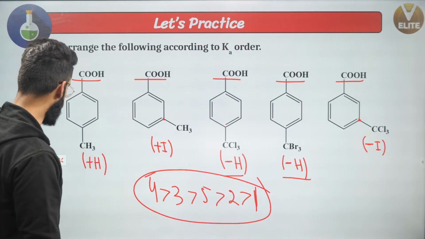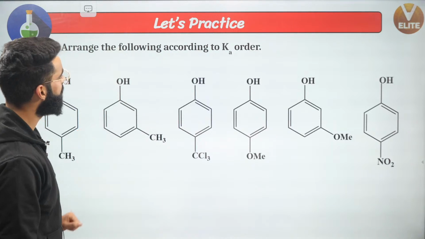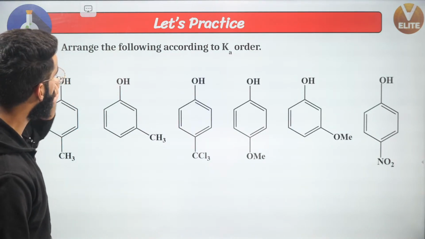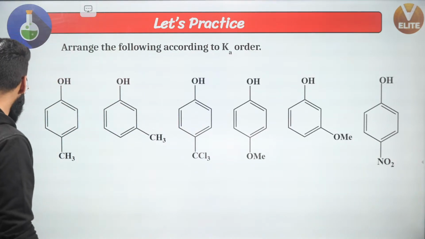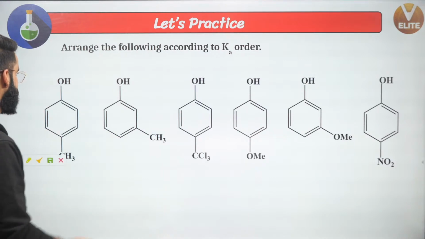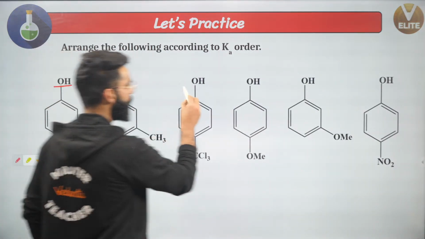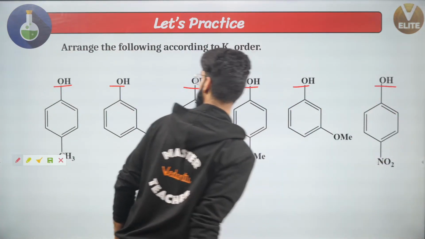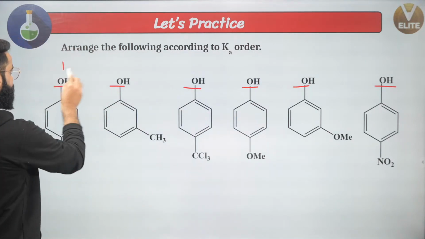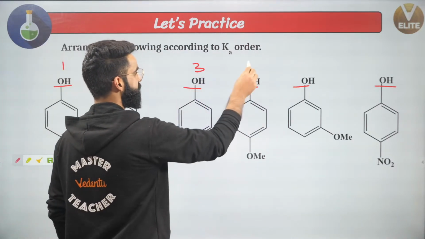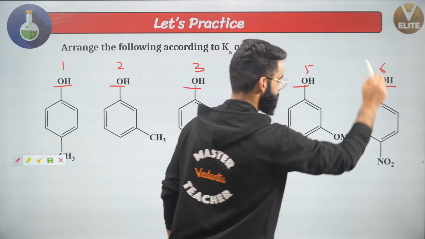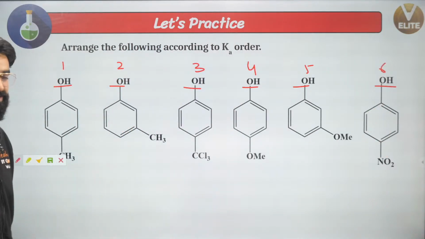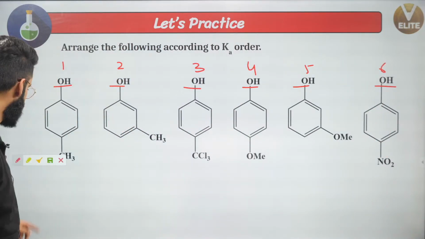Let's move on to one more question. Let me see if you can solve this one or not. Arrange the following according to Ka order, that means acidic strength order. Again, you have to talk about acidic strength order. Everywhere you have got OH, so this is my reference. Let's call this first, this second, third, fourth, fifth, and sixth. You need to arrange them on the basis of their decreasing acidic strengths.